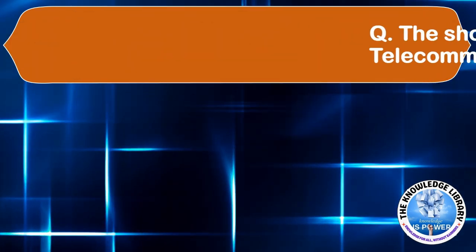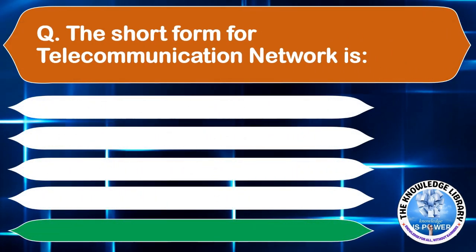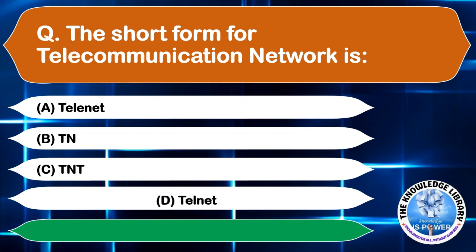The next question is: the short form for telecommunication network is option A, Telenet; option B, TN; option C, TNT; option D, Telnet. The correct answer is option D, Telnet.